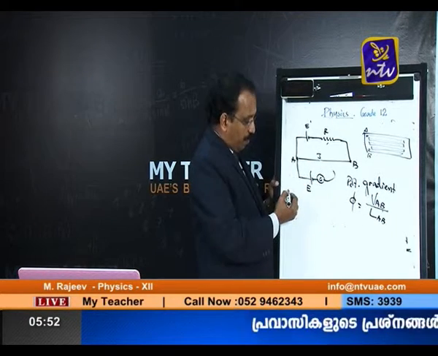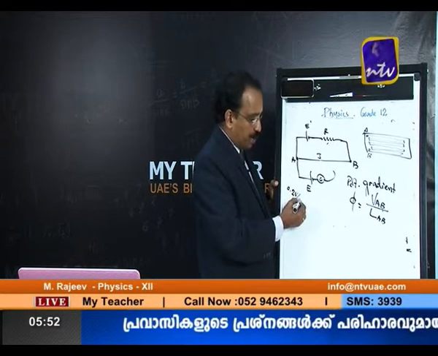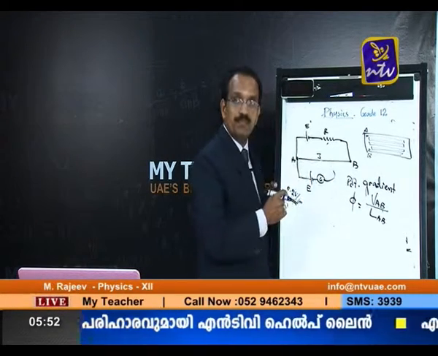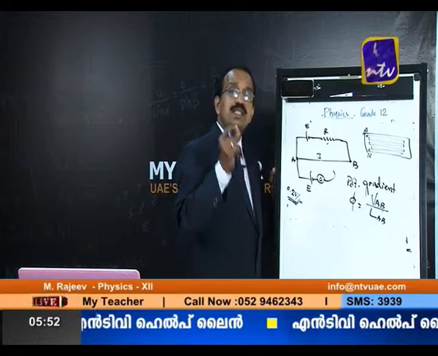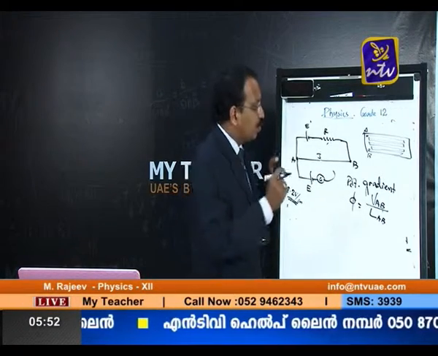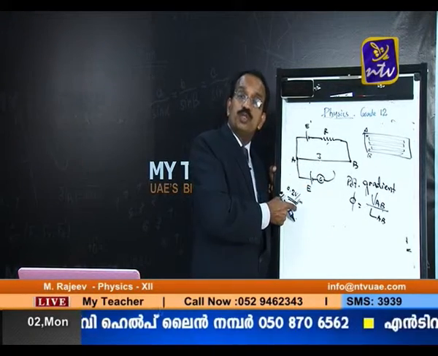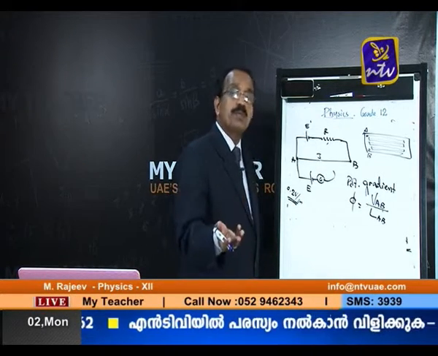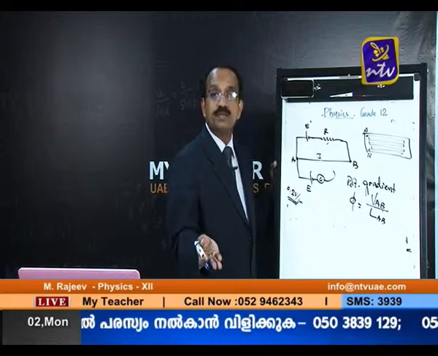Say, for example, if the potential gradient is given as 0.2 volt per centimeter, it means that in every centimeter of this wire there is 0.2 volts. So what is the significance of that? If you know that 1 centimeter has a potential difference of 0.2, then how much will be the potential difference in 5 centimeters? 5 multiplied by 0.2, you will get 1 volt.